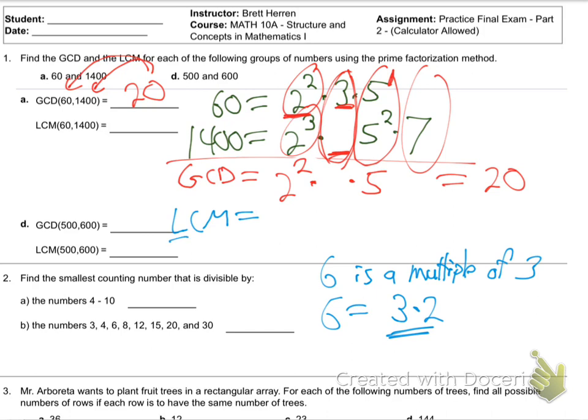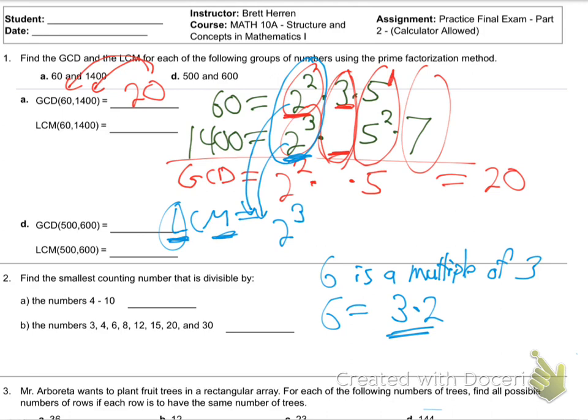Okay, but we want the lowest multiple. So you look at the twos. You get 2 squared and 2 cubed. So what's the least thing they both fit into? 2 cubed. They'll both go into 2 cubed. You might think, well, 2 to the 4th will also work. Yeah, but that's not the lowest. What about 2 squared? They don't both go into 2 squared. 2 cubed doesn't go into 2 squared. So the lowest thing they both go into is 2 cubed.